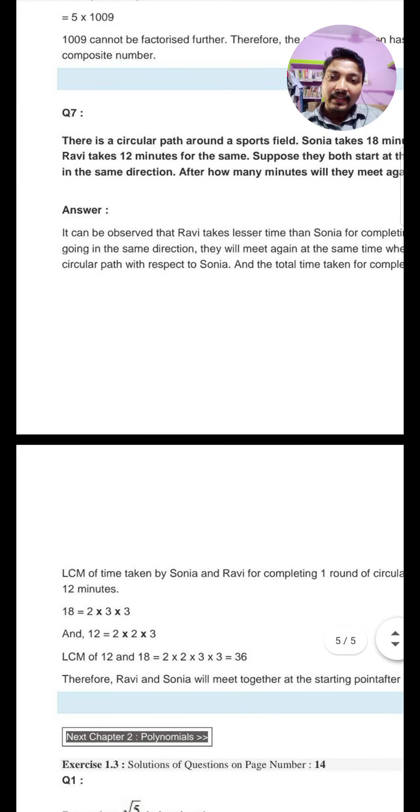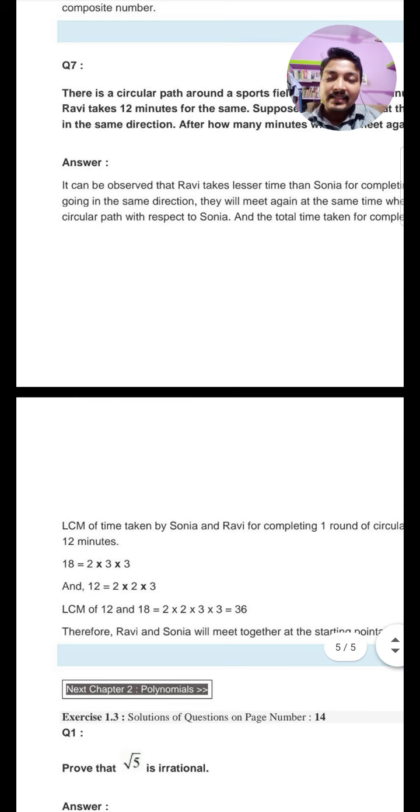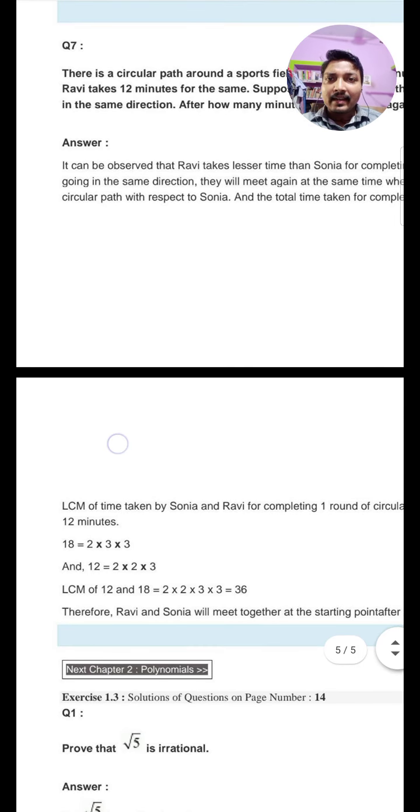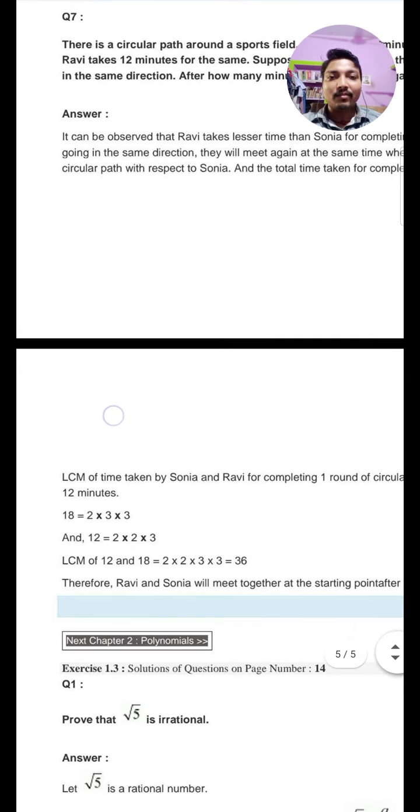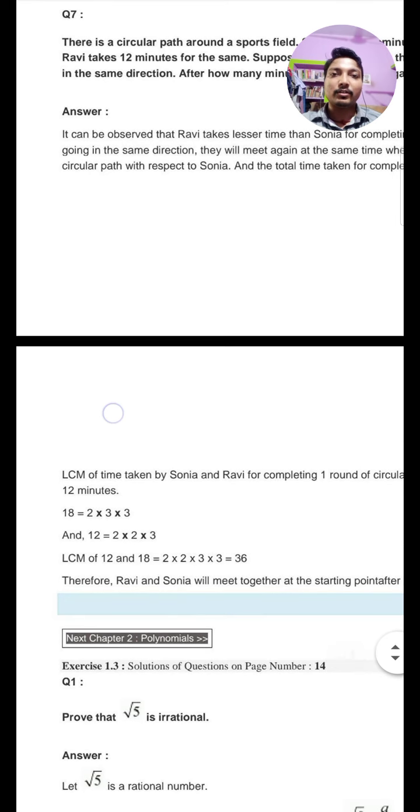So for your answer, you just have to find the LCM. Everyone knows how to find the LCM, but here to get the LCM you always have to follow the fundamental theorem of arithmetic. In the same way, here we get 36, so one can say that after 36 minutes both of them will meet with one another once again.